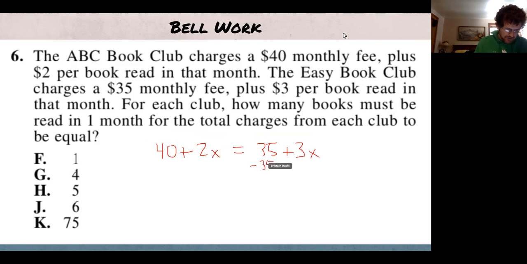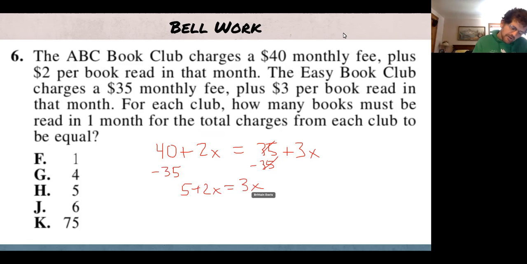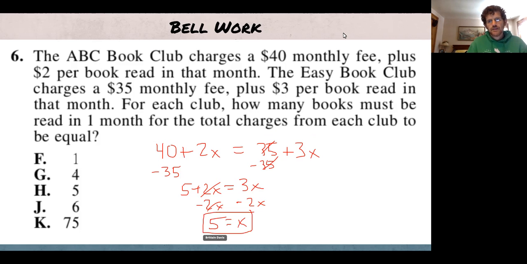Subtract 35 from both sides. So I get 5 plus 2x equals 3x. Now I want to get all my variables to the right. So I will subtract 2x from both sides. That cancels out, and 5 equals x. It looks like if you buy 5 books, then you will pay the same amount.